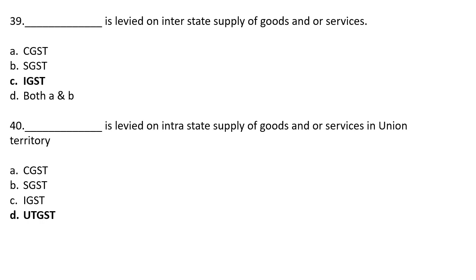Dash is levied on intrastate supply of goods and services in a Union Territory. So for Union Territory we have UTGST. So the correct answer is option D, UTGST.